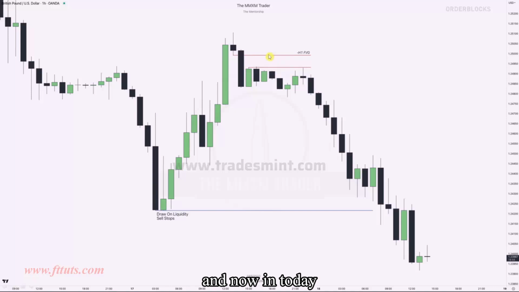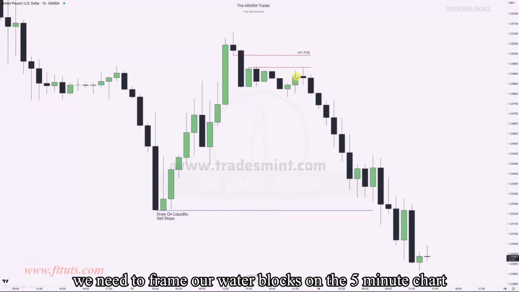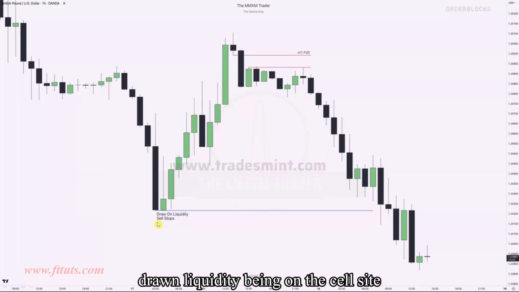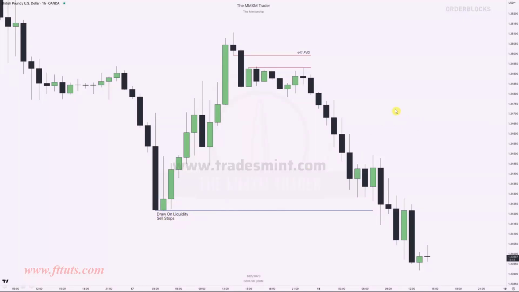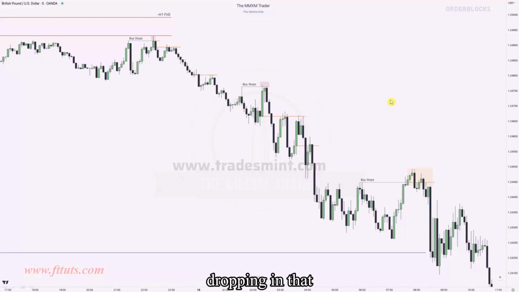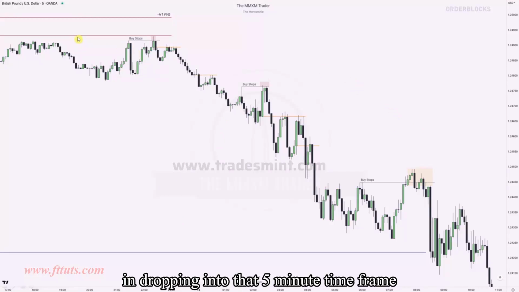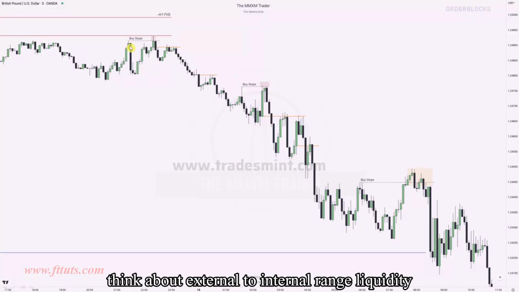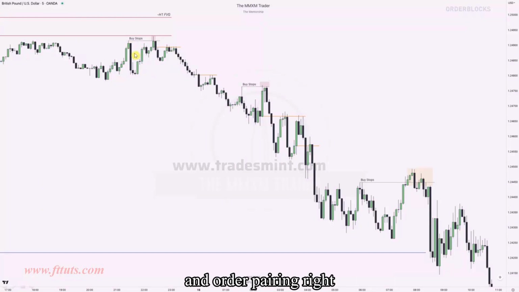And now intraday, we need to frame our order blocks on the 5-minute chart. Drawn liquidity being on the sell side, dropping into that 5-minute time frame, right? Again, think about external to internal range liquidity and order pairing, right? So we take out these buy stops up here, and then we raid it here with an order pairing into that 1 hour fair value gap. After this buy stop raid, we form what? A high probability order block, right? On the 5-minute, we're breaking down structure over here. Structure shift is here. Order block is resisting price action.